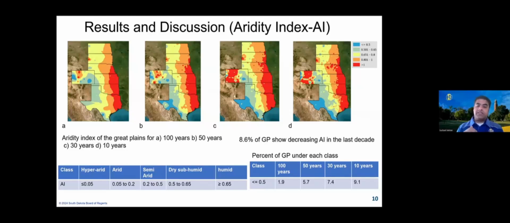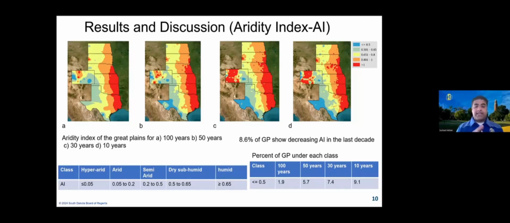The table at the bottom further breaks down the percentage of the Great Plains that falls into each class of the aridity index. In the 100-year period, 1.9% of the area is classified as having an aridity index less than or equal to 0.5, indicating arid conditions. In the last 30 years, it reaches 7.4%, and in the most recent 10-year period, 9.1% of the Great Plains is classified as arid, suggesting a significant drying trend.